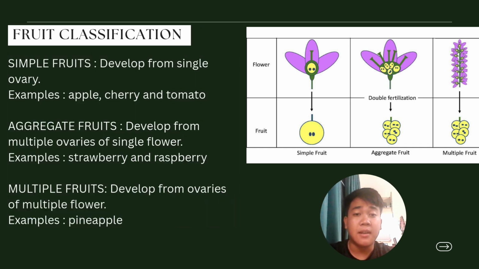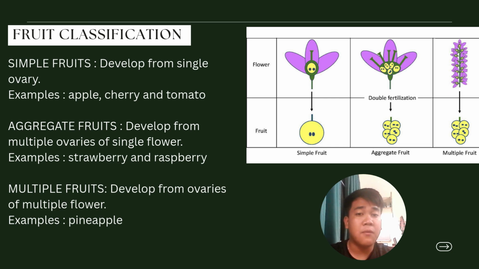So this is my third slide, which is fruit classification. There are three fruit classifications: first, simple fruit, second, aggregate fruit, and third, multiple fruit. The first one is simple fruit. Simple fruit develops from a single ovary, for example, apple, cherry, and tomato.